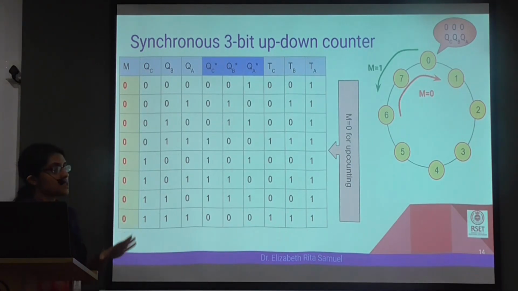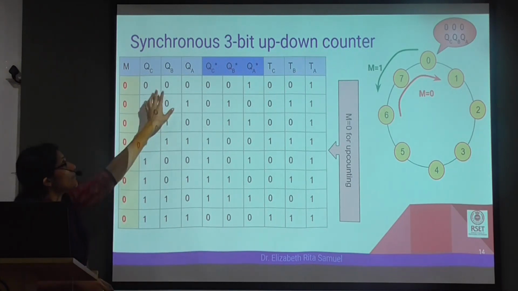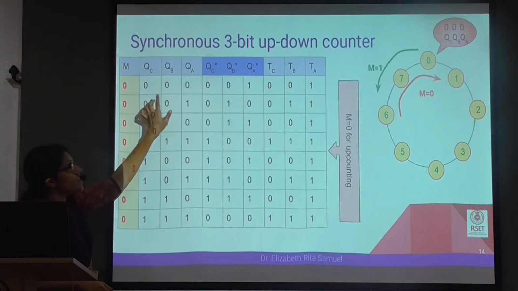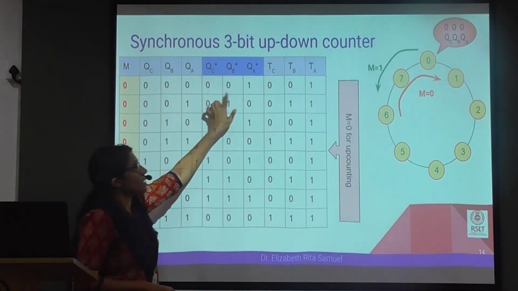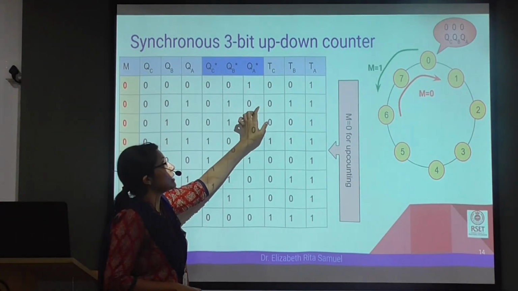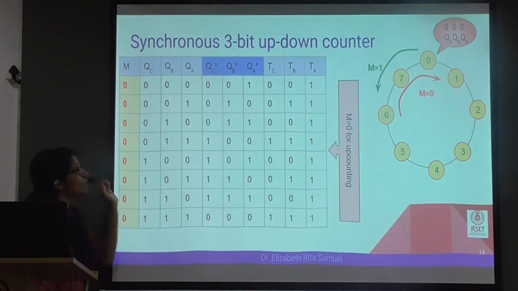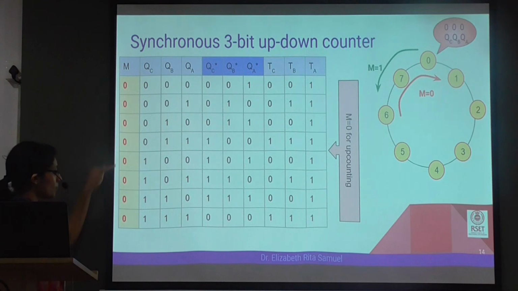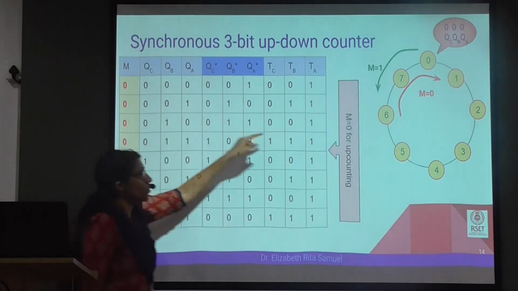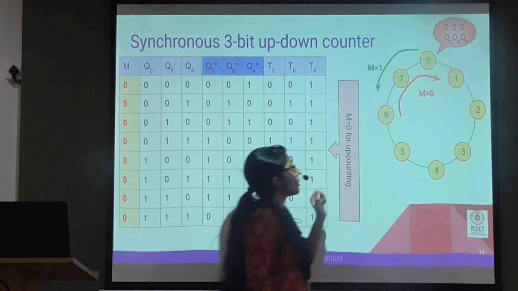In the state transition table, it is very similar to the previous one. We have got 3 previous outputs and the 3 next outputs that are required, and corresponding values for our flip-flops. So now we have taken the case of up counting where our M is 0. So our first state is 0.